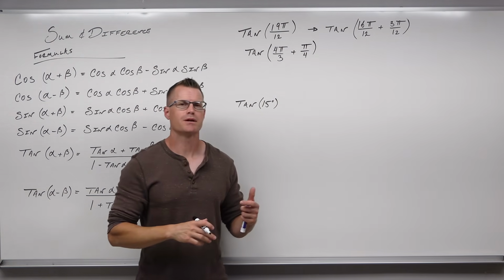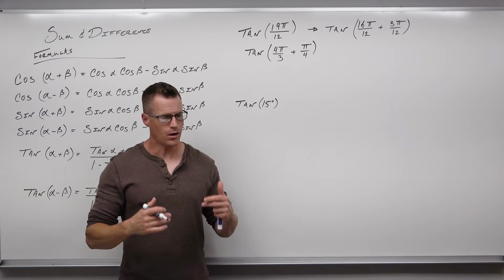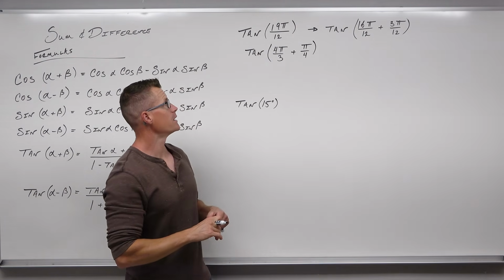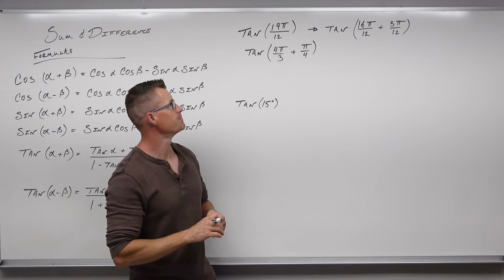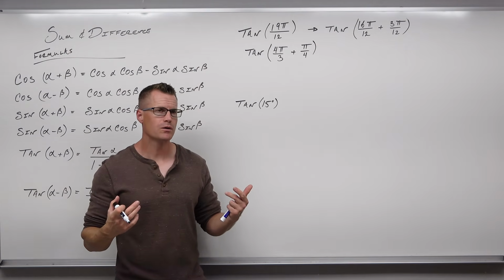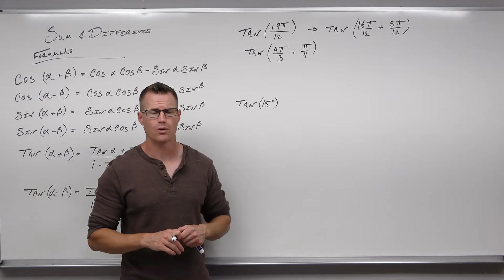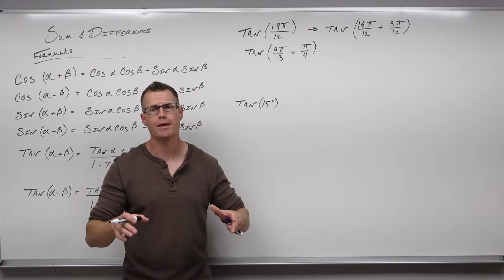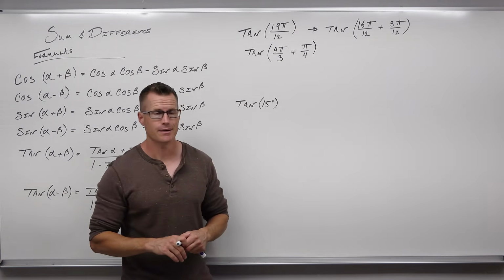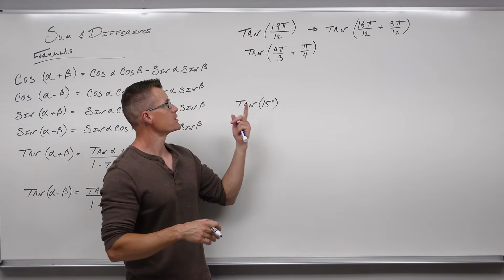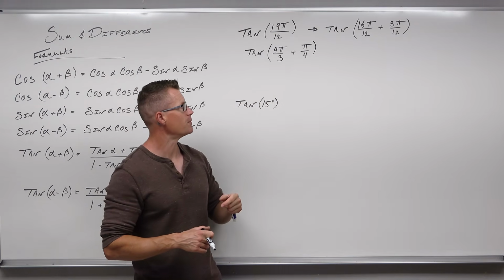If you saw something different, it's not a problem. Honestly, it's not a problem. You could have done, let's see, 10 pi over 12 and got 5 pi over 6, and 9 pi over 12 and got 3 pi over 4. That's perfectly acceptable. You can totally do that. This is just the first one that came to my head. I don't know why that one, it just did. So 4 pi over 3 and pi over 4.